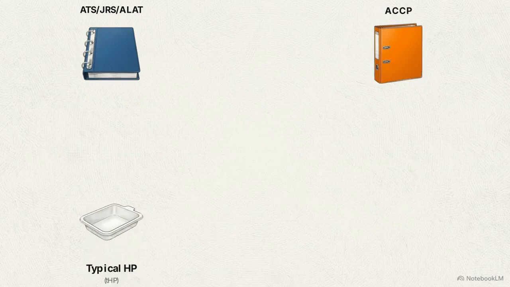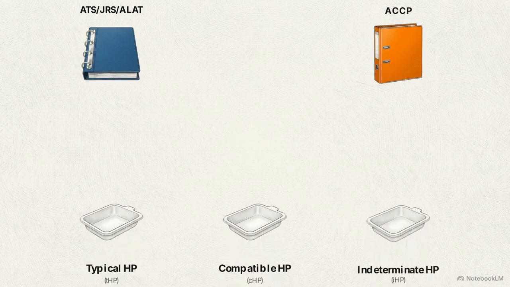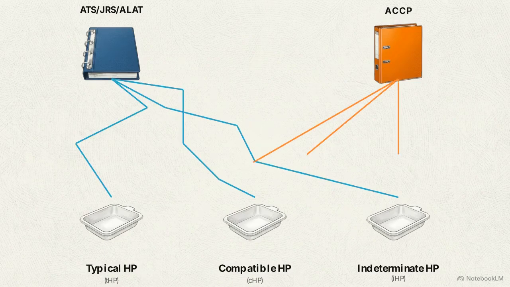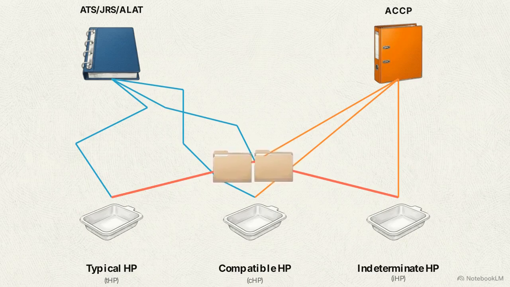Both society guidelines now sort HRCT findings into 3 standardized patterns: typical HP, compatible HP, and indeterminate HP. The naming conventions are identical. However, the specific step-by-step logic each society uses to sort a patient's scan into one of these 3 diagnostic buckets creates significant friction between the 2 frameworks.